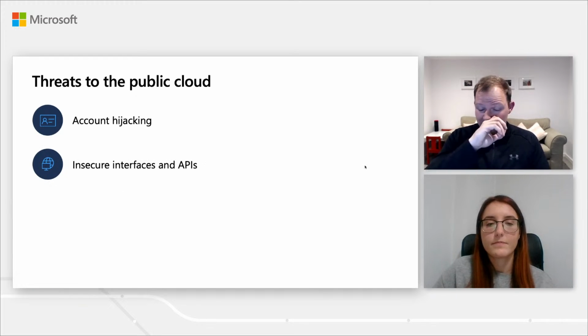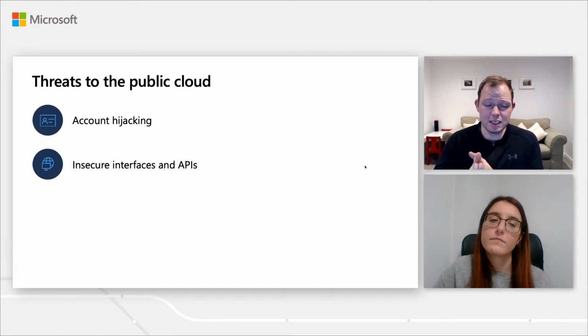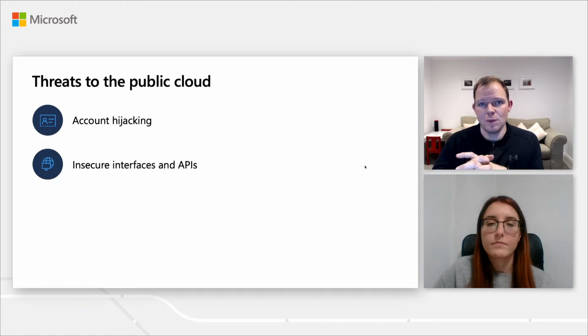Next one is insecure interfaces and APIs, and this is an interesting one because in the cloud we have this graphical portal interface where people can go in. We'll see it in a moment. Actually, we're going to do some demos, and people just need to make sure that access to that is locked down, and only the right people have got access. Again, it's all about access control and only the right access to the right things.